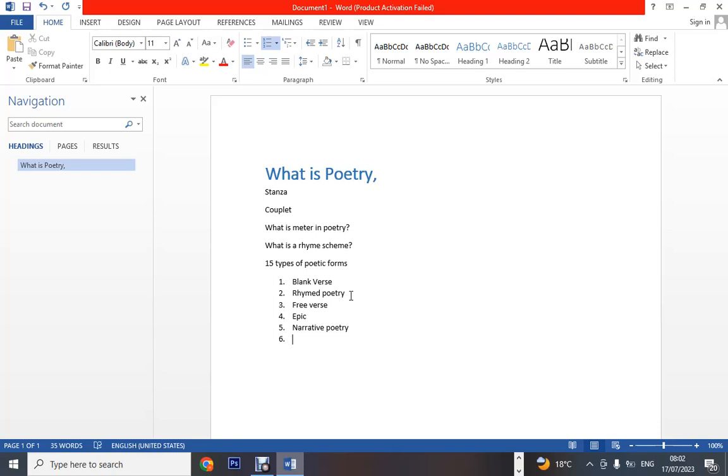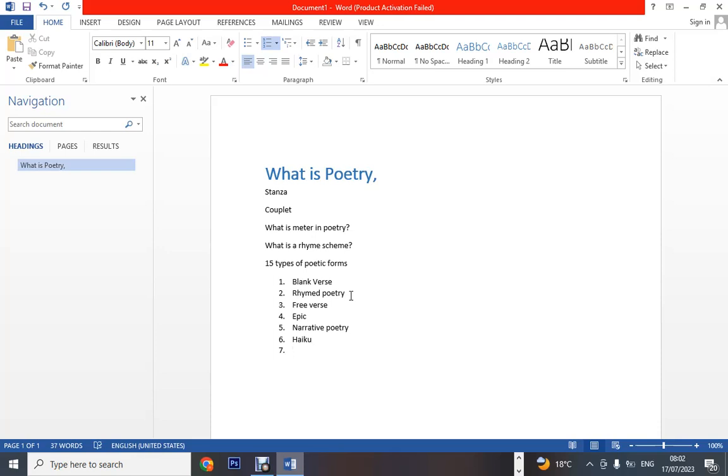Then haiku. A haiku is a 3-line poetic form originating in Japan. The first line has 5 syllables, the second line has 7 syllables, and the third line again has 5 syllables.